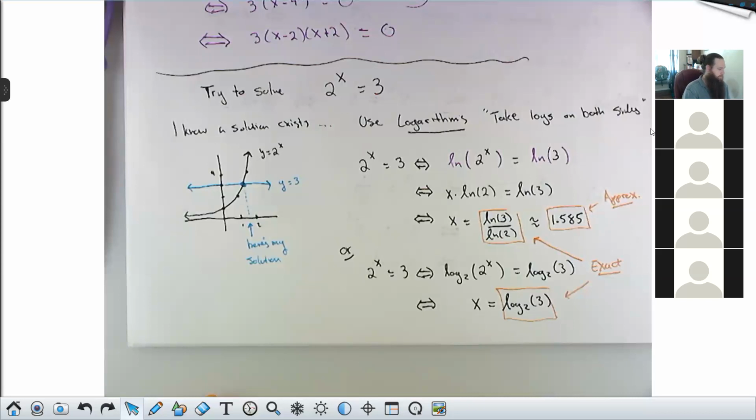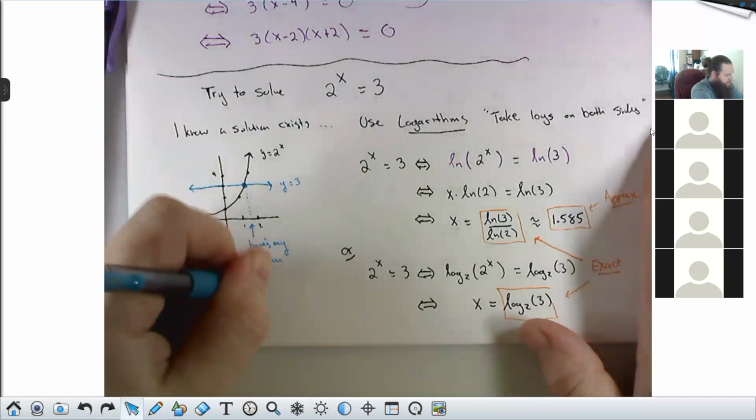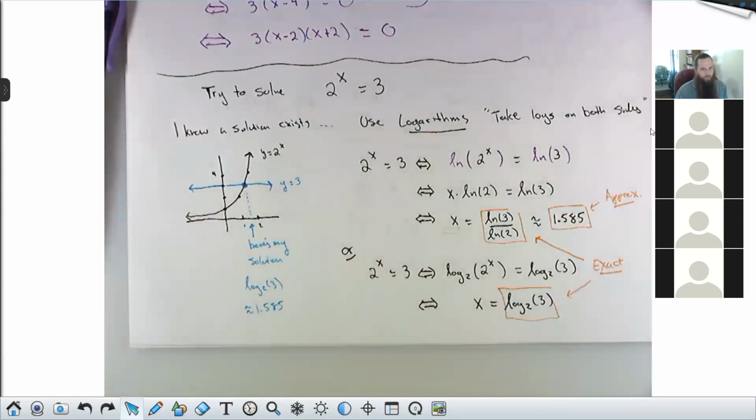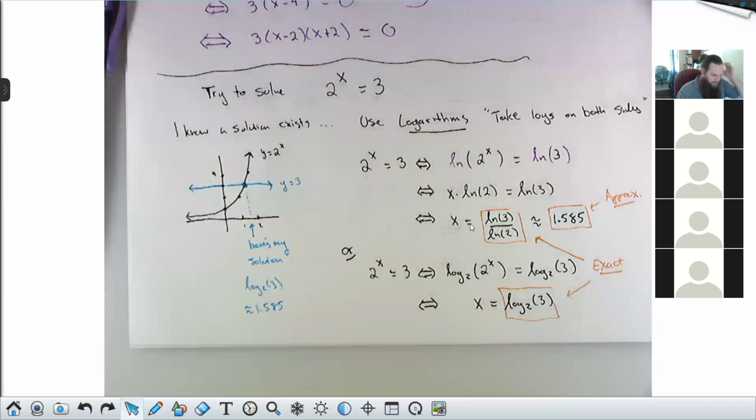Here's my solution. All right, the solution is the base 2 log of 3, or approximately 1.585. And we see, even just from our crude hand-drawn graph, a little bit between 1 and 2, close to the middle, a tiny little bit closer to 2 than it is to 1. Pretty good just from that crude hand-drawn graph. This is how we solve exponential equations. Let's try another one.